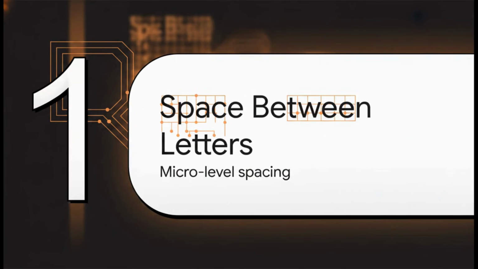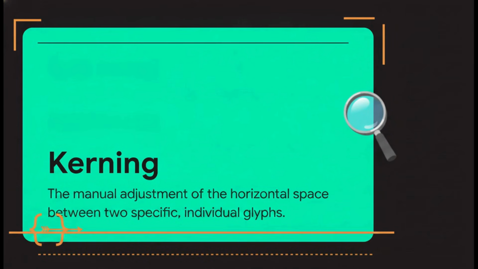Section 1. Space between letters. Looking at micro-level spacing. And that brings us to our first concept, kerning. Simply put, kerning is the manual adjustment of the horizontal space between two specific individual glyphs or letters. It is highly localized. You're not changing the spacing of a whole paragraph here. You're surgically going in and altering the distance between just two specific characters so they visually harmonize perfectly.